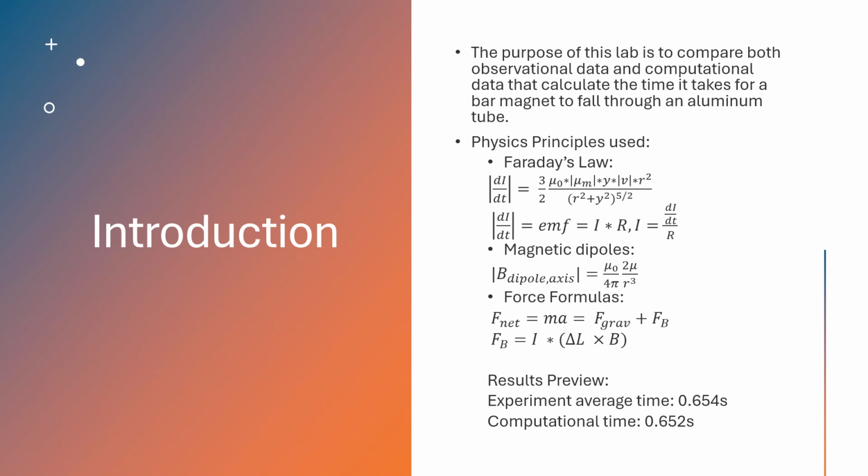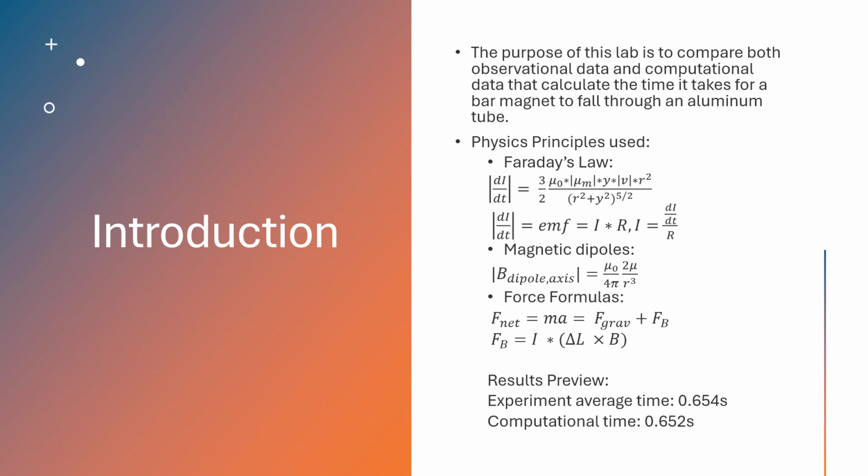So today's physics principles: Faraday's Law is the main one. Of course, you could tell that from the title, Braking with Faraday. These are both of the equations with that, the dΦ/dt calculated here, and then the dΦ/dt is also equal to EMF, which is equal to I times R. So that means I is equal to dΦ/dt divided by R. And then we'll also be looking at magnetic dipoles, specifically on-axis dipoles, and this is the formula for that.